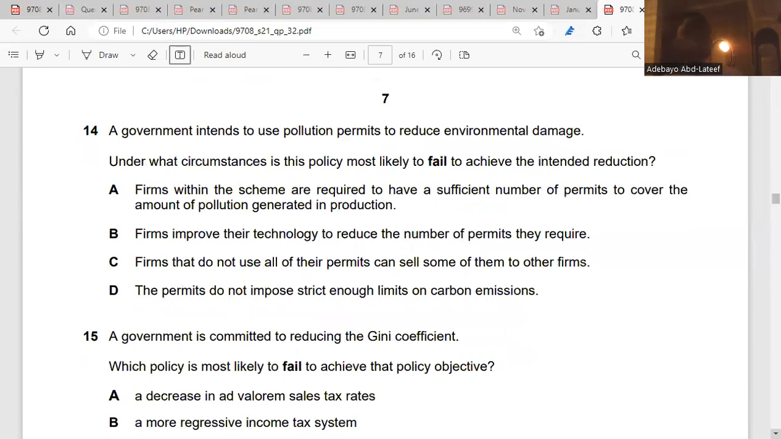A government intends to use pollution permits to reduce environmental damage. Under what circumstances is this policy most likely to fail to achieve the intended reduction? If this government policy is not strict enough to reduce carbon emission, that means pollution is not stopping. So that is D. Is it clear?